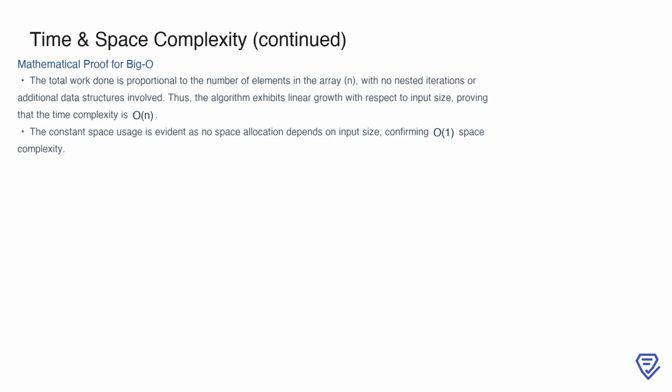Finally, we can mathematically confirm the algorithm's big O complexities. The total work performed is directly proportional to the number of elements in the array, n, as there are no nested iterations or recursive calls. This establishes the time complexity as O(n), reflecting the linear relationship between input size and processing time. Similarly, the space complexity remains O(1), because the algorithm does not allocate any additional memory that depends on the size of the input. All computations are performed using a fixed number of variables. These characteristics clearly demonstrate the algorithm's efficiency in both time and space.